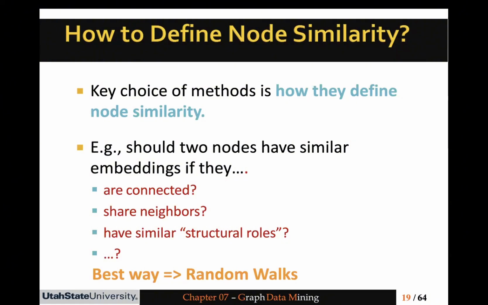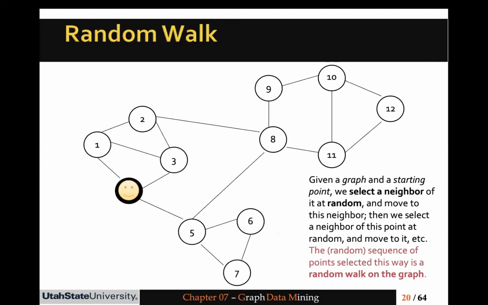But in fact, the best way so far, in the DeepWalk algorithm, was using random walks as a strategy for defining similarity in the original network. And we're going to see an example of random walk in the next slide. So random walks is pretty straightforward, and it goes as follows.